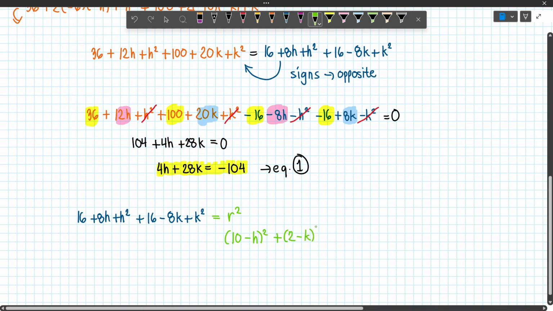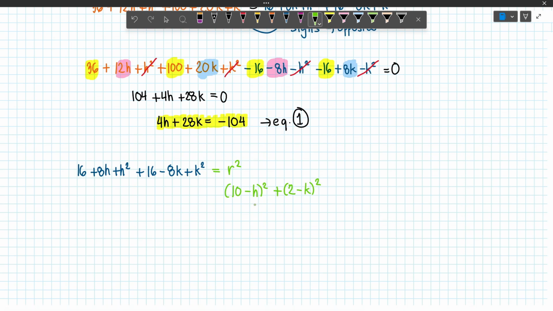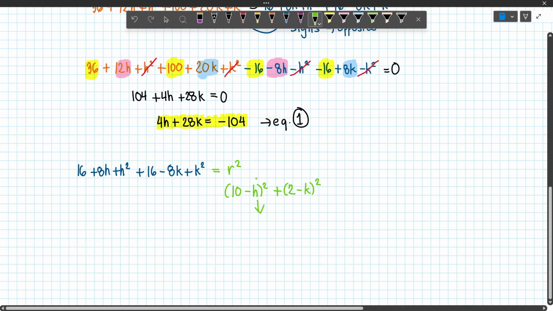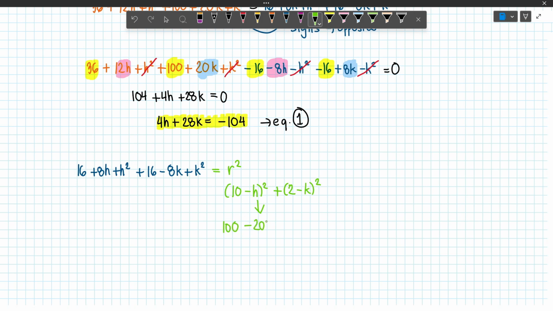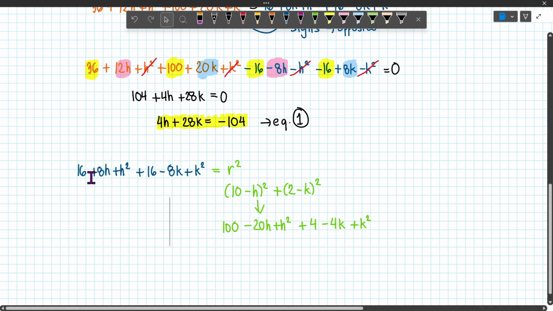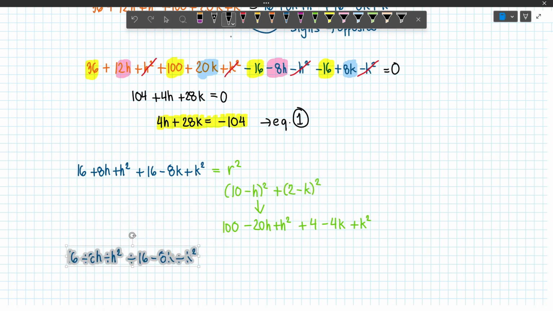minus k squared. Let's expand this equation and it will become 100 minus 20h plus h squared plus 4 minus 4k plus k squared. So let's copy this one and equate that to this one.